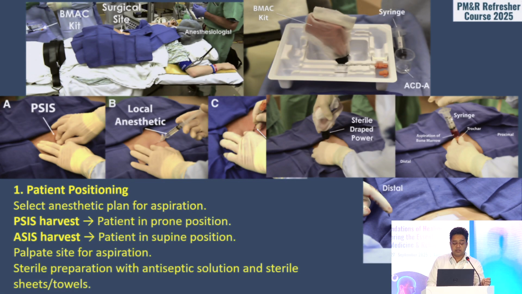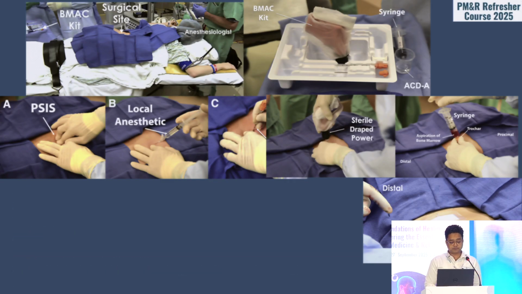Now the technique. First of all, position the patient and select the anesthetic plan for the aspiration. For the PSIS harvest, place the patient in the prone position, and for the ASIS harvest, place the patient in the supine position. Palpate the site for aspiration. Sterile preparation with antiseptic solution and a sterile sheet and towel should be used.